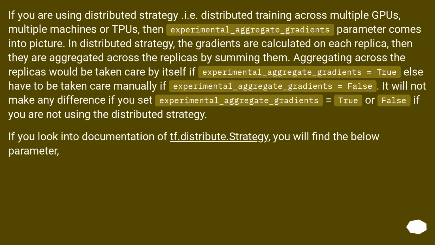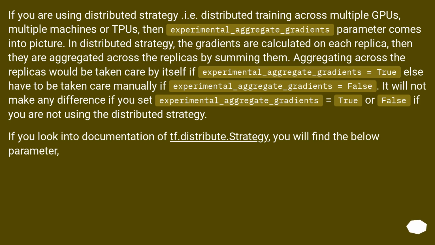If you are using distributed strategy, i.e. distributed training across multiple GPUs, multiple machines or TPUs, then the experimental_aggregate_gradients parameter comes into the picture. In distributed strategy, the gradients are calculated on each replica, then they are aggregated across the replicas by summing them. Aggregating across the replicas would be taken care of by itself if experimental_aggregate_gradients equals true, else it has to be taken care of manually if experimental_aggregate_gradients equals false.